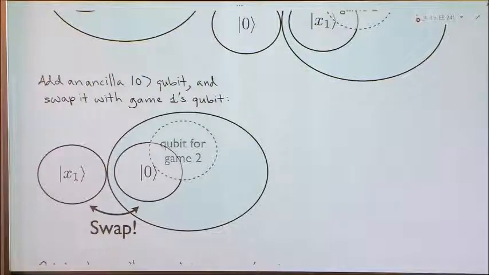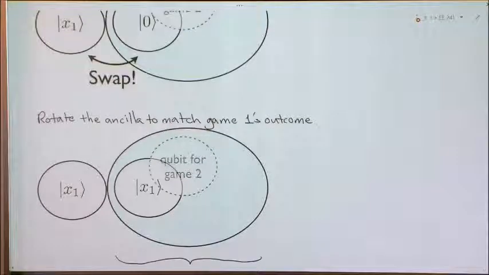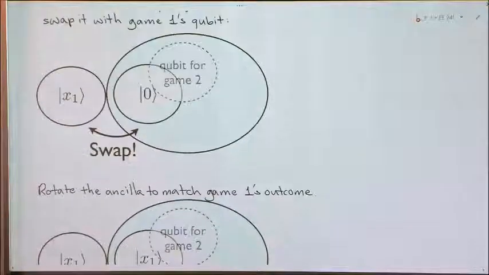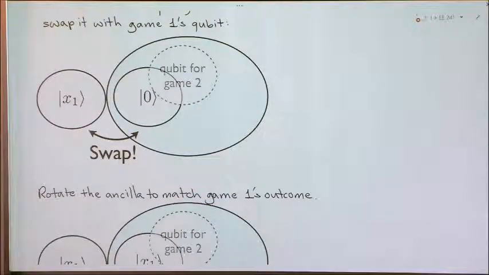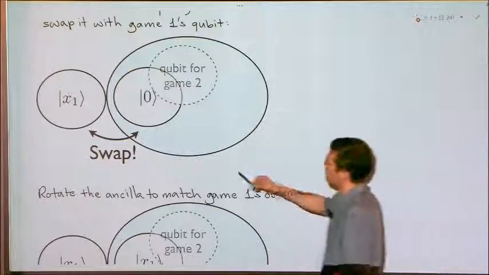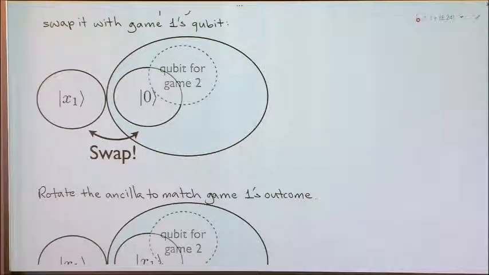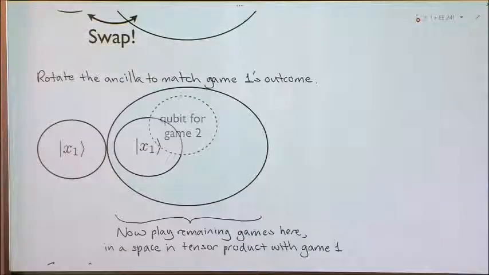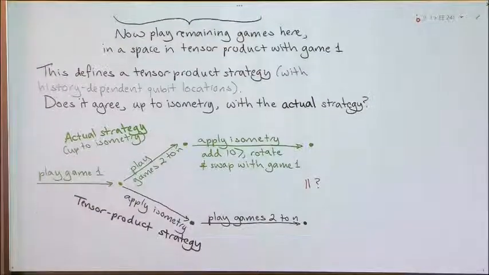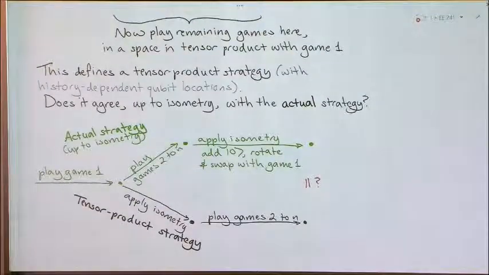Game 1, game 2, game 3, game 4. This is the first game. Sorry. So actually, to make that work, I also need to, if we just swap these two qubits, then this is ket 0, whereas it should have been x1. So as part of the isometry, I'll just rotate it into x1. Okay. So this defines some tensor product strategy.